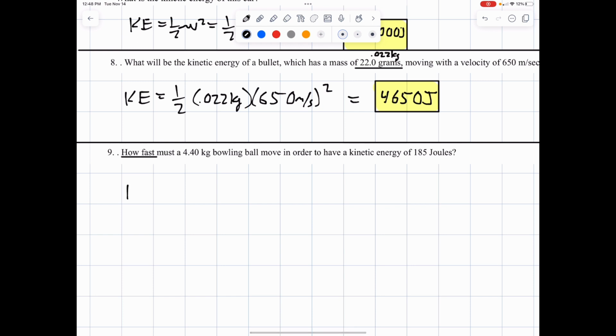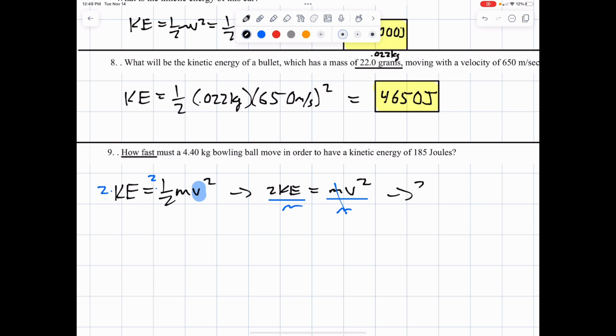So we're going to take our kinetic energy equation and solve for speed. Now, in order to do that, you're going to have to multiply by 2. So we get 2 times the kinetic energy equals mv squared. Then we're going to divide by the mass. And we get 2 times the kinetic energy over the mass equals v squared. Then last step, we'll go ahead and square root. Okay, and we have v isolated.